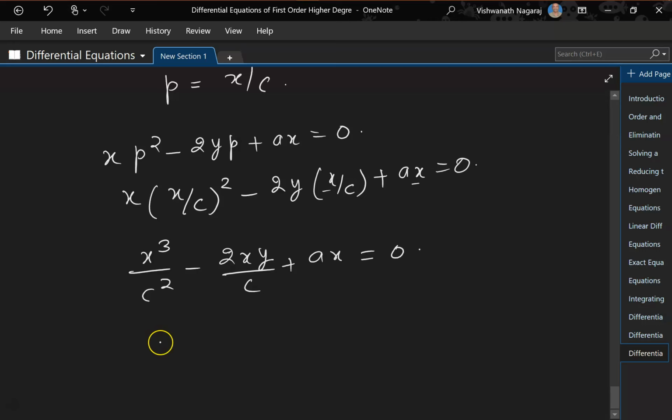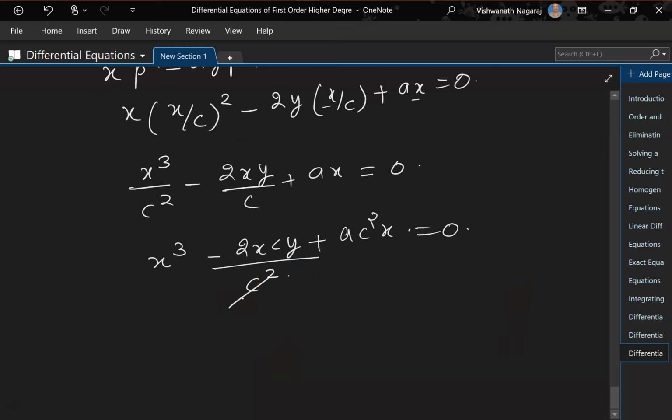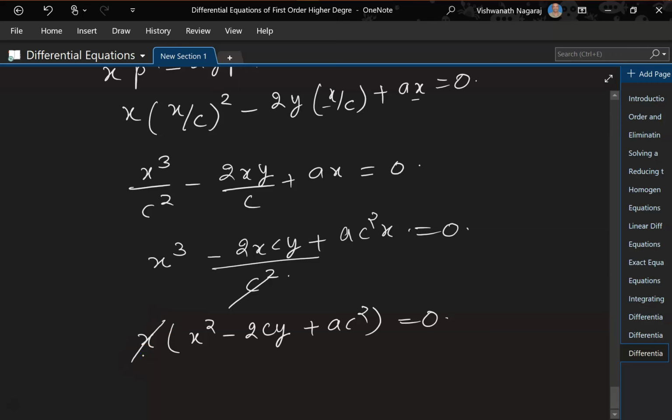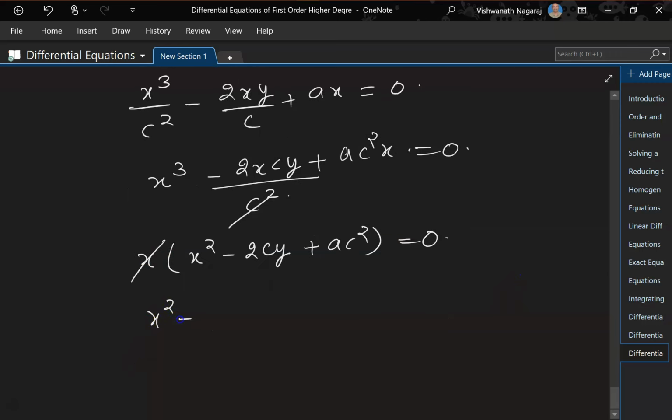Let's take the LCM. x cube minus 2xcy plus ac square x equal to 0, divided by c square. This c square when it goes to the other side becomes 0. Okay, x is common here, so x we take it out. x square minus 2cy plus ac square equal to 0. And if we take the x to the other side, it disappears. So our solution is x square minus 2cy plus ac square equal to 0.